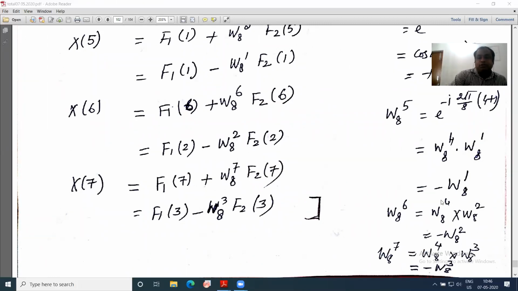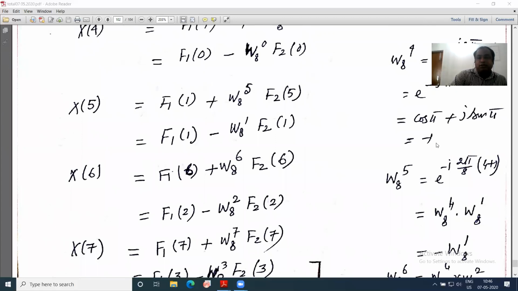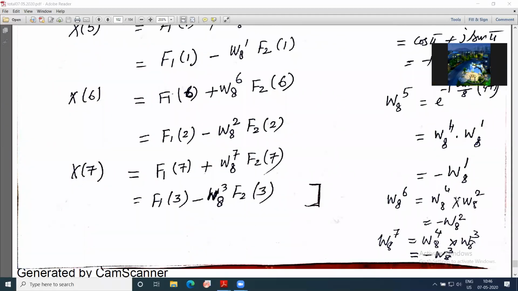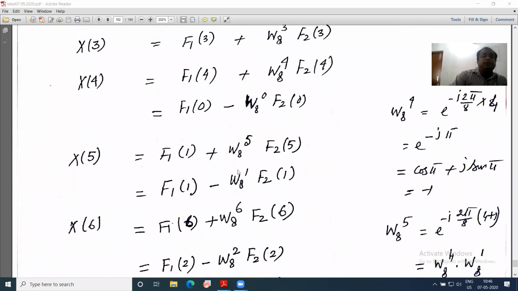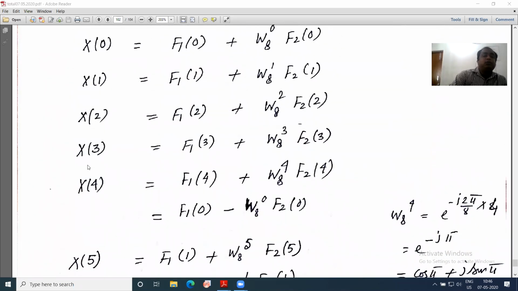Similarly, W8 to the power 6, that will be equal to W8 to the power 4 into W8 to the power 2. W8 to the power 4 equals minus 1, as we have already seen, because 6 equals 4 plus 2. So W8 to the power 6 equals minus W8 to the power 2. Similarly, W8 to the power 7 will be equal to W8 to the power 4 into W8 to the power 3, so this will be minus W8 to the power 3. So what I mean is that with the knowledge of 4 point DFT, I have obtained the 8 point DFT. Right? This is an example.